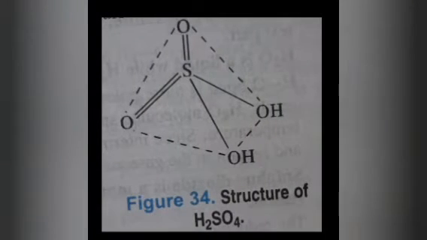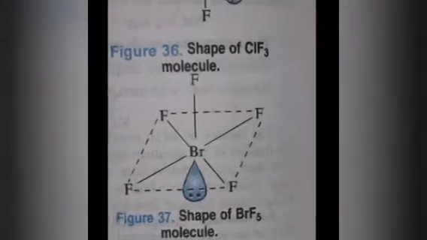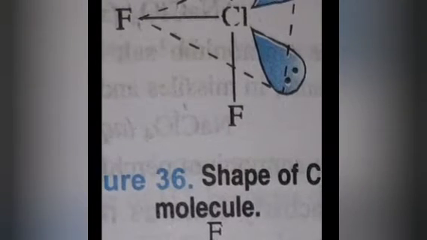Now the next structure is of ClF3. In the shape of the ClF3 molecule, the chlorine atom has 7 valence electrons. As you can see in this structure, there are 7 valence electrons and 3 electrons are contributed by 3 fluorine atoms, and its shape is T-shaped. As you all can see, it has a T-shape.